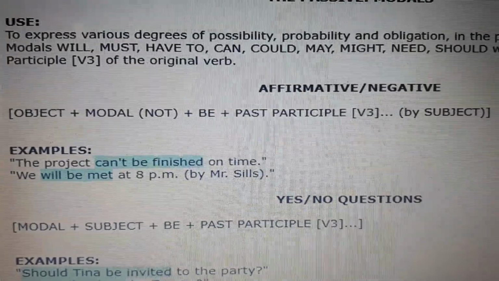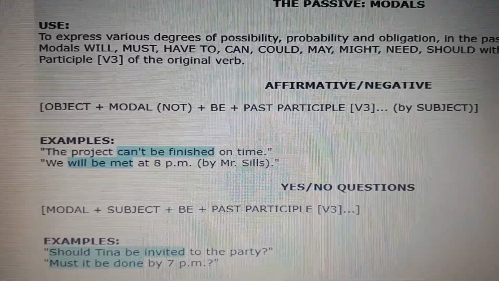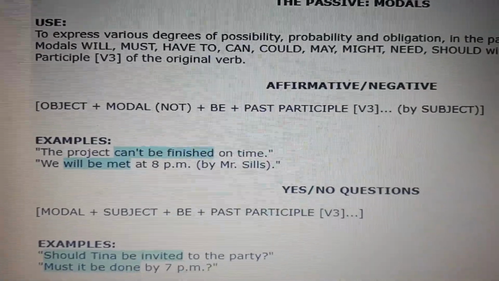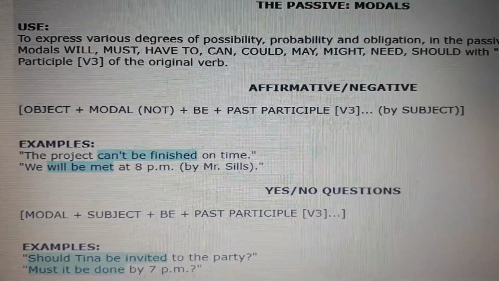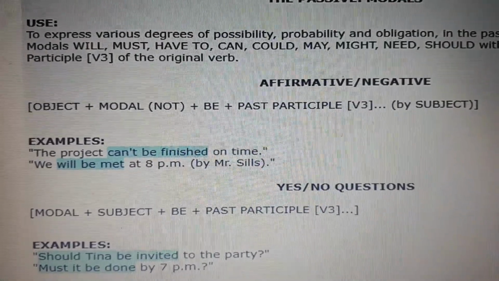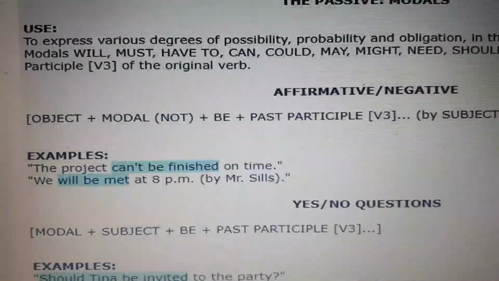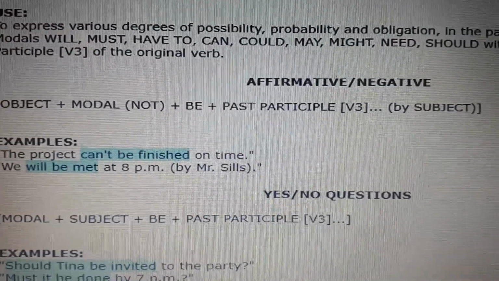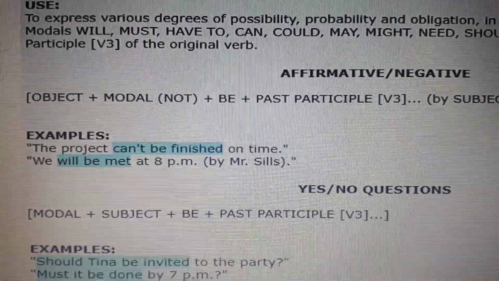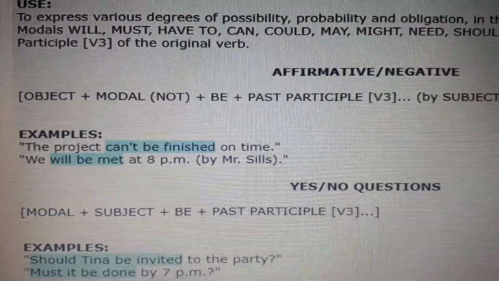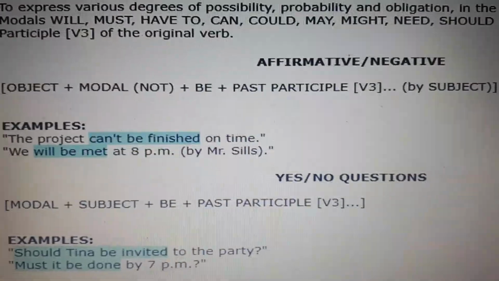Okay, here we have more information. In affirmative or negative, we need the object pronoun. Remember that we're working with the passive voice. So we need the object pronoun plus the modal can, should, will, etc., plus be, and then the past participle. If it is negative, instead of should, it's going to be shouldn't. Instead of can, it's going to be can't. Instead of will, it's going to be won't, etc.